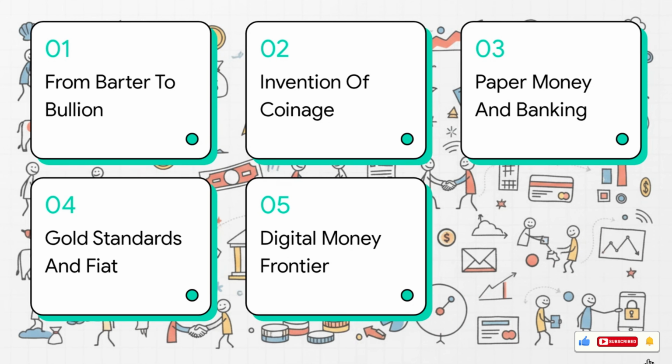Here is the roadmap for our explainer today. 1. From barter to bullion. 2. The invention of coinage. 3. Paper money and banking. 4. Gold standards and fiat. And 5. The digital money frontier.